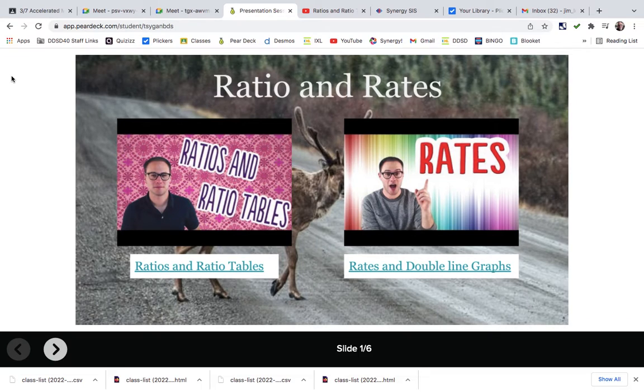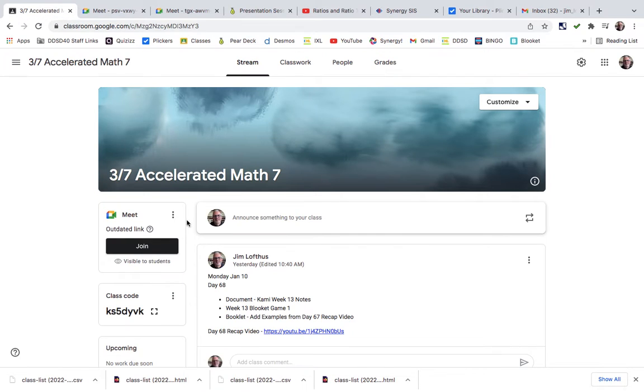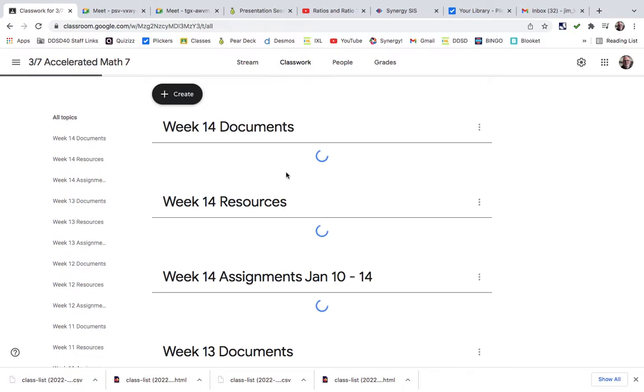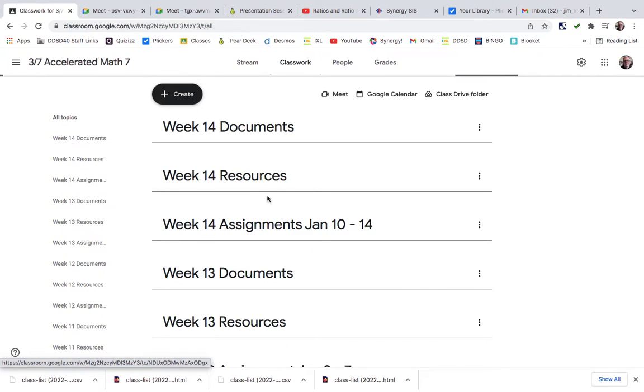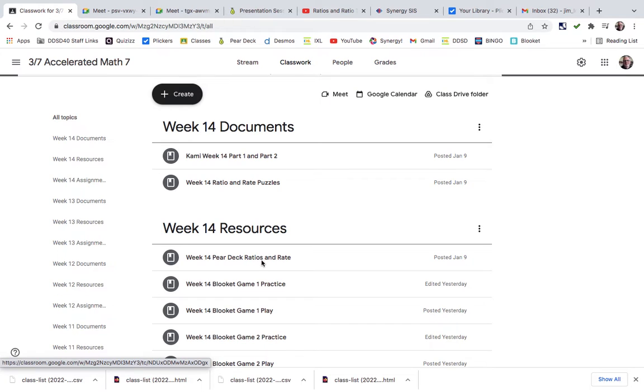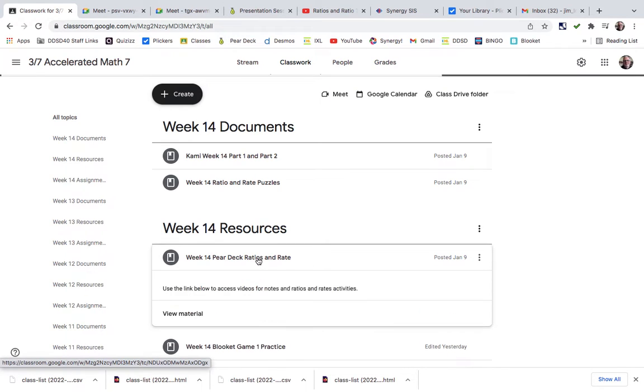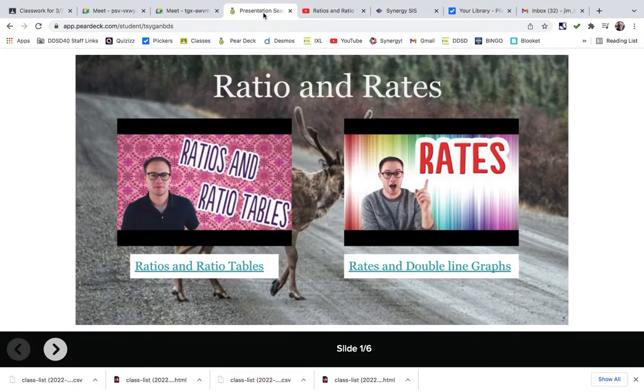What I want you to do, if you're following along at home, is to go to Pear Deck. Let me show you how to get here. You're going to go to Classwork, and then to Resources, Week 14 Resources, the Pear Deck. So open up that Pear Deck and it should look like this.